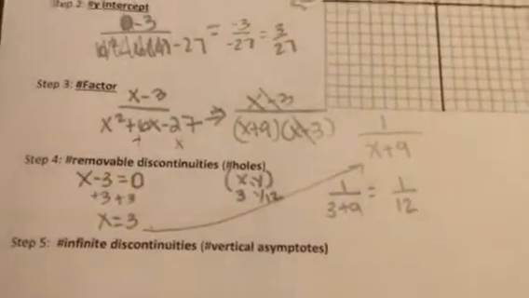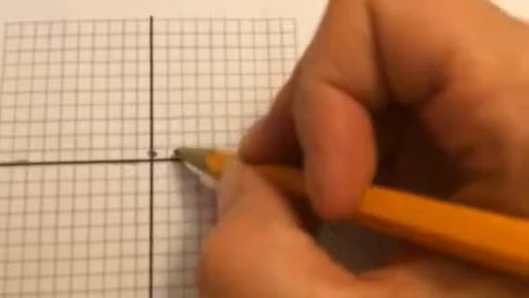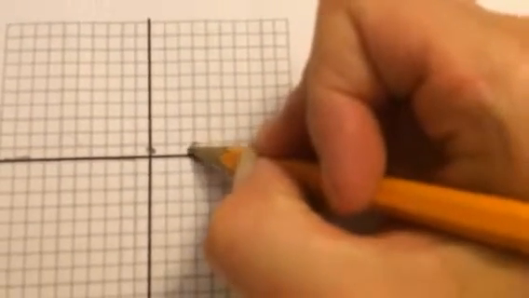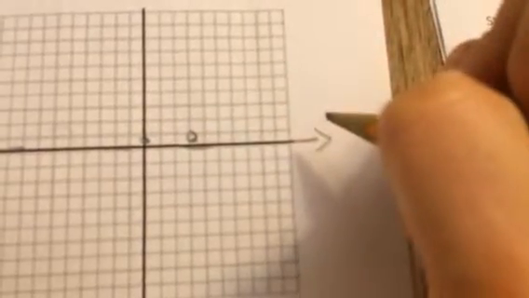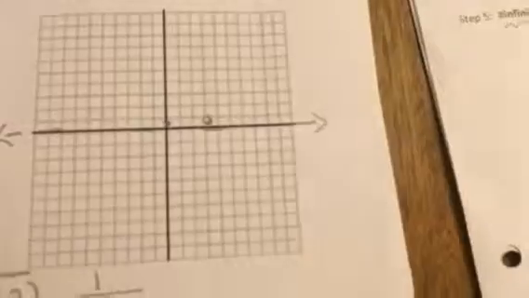3, 1/12. So when you put it onto the graph, you're going to go over where x is 3. So we're going to go 1, 2, 3, and 1/12, something about right here, and you're literally going to draw a hole, so an open coordinate point. So it's not going to be perfect, but you get the idea.